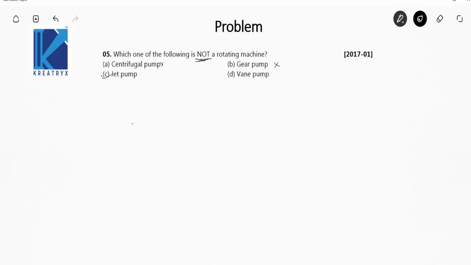About vane pump, it consists of vanes mounted on a rotor that rotate inside a cavity, so this is also a rotating machine. And according to the question, which one of the following is not a rotating machine? So jet pump is the answer.